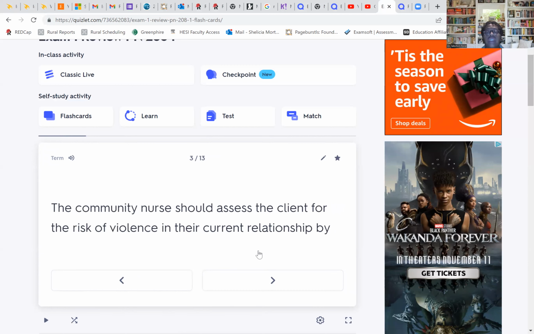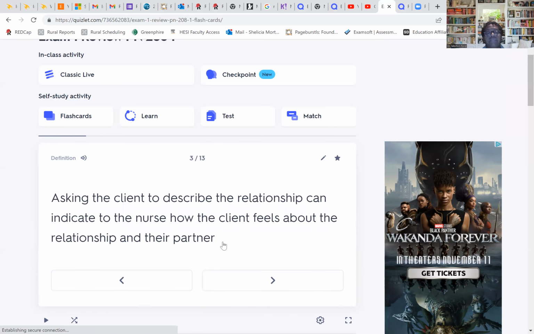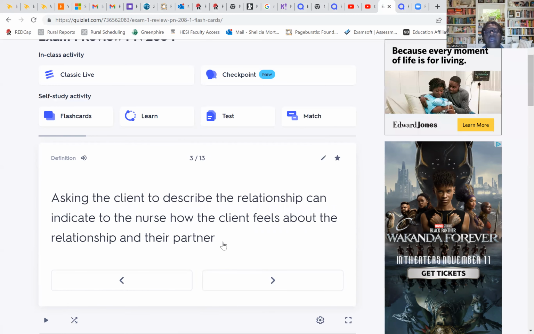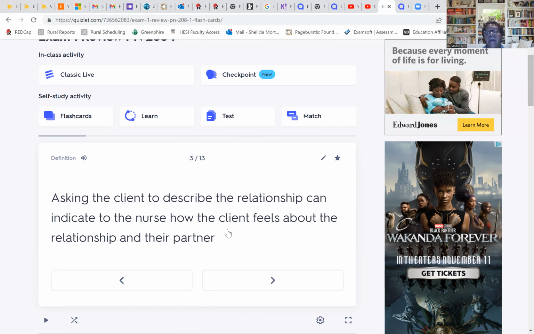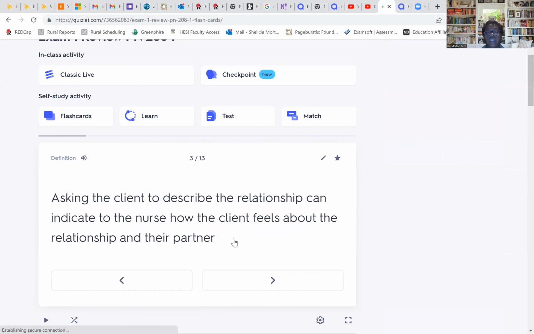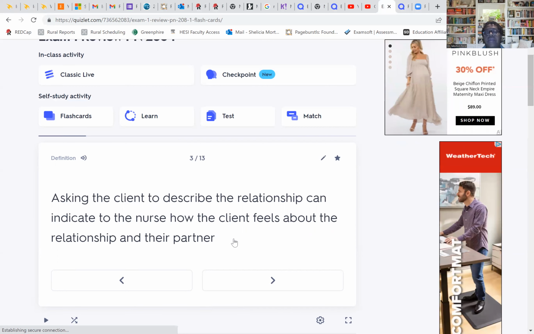The community nurse should assess the client for the risk of violence in their current relationship. So how are you going to do this? What is your conversation going to include? If you're trying to assess the client for the risk of violence in their current relationship, you want to ask the client to describe the relationship and indicate to the nurse how the client feels about the relationship and their partner. So you want to ask those open-ended questions so that the client will tell you about how they feel about their partner.